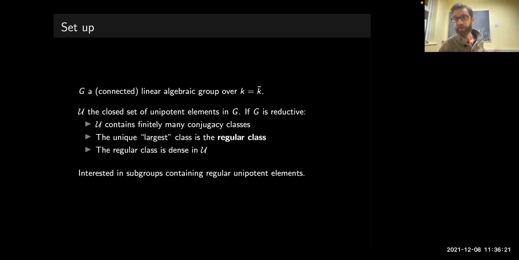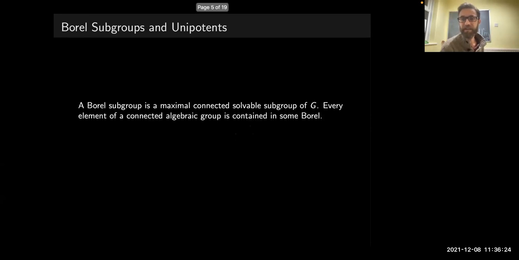Okay, so when you start talking about subgroup structure of algebraic groups, naturally you're led to consider Borel subgroups. You follow the classical treatment. So let me remind you that a Borel subgroup is a maximal connected soluble subgroup, and one reason to consider them is that every element is contained in a Borel, in a connected algebraic group.